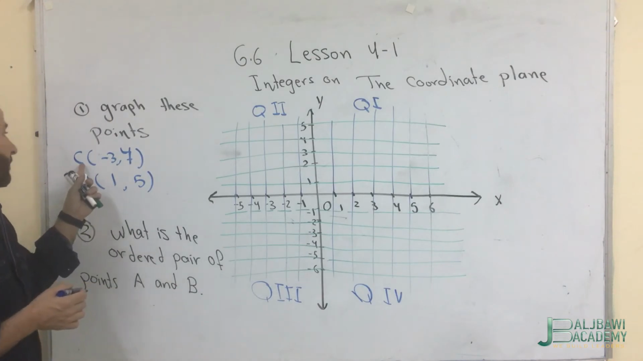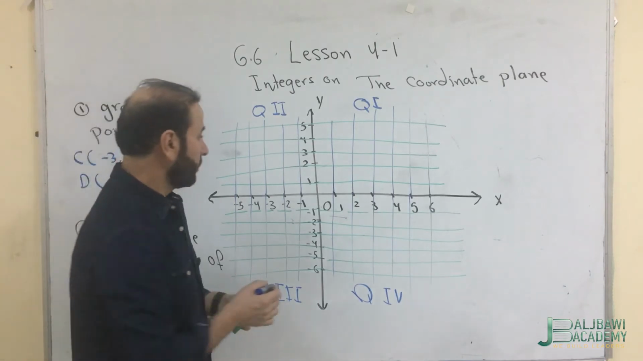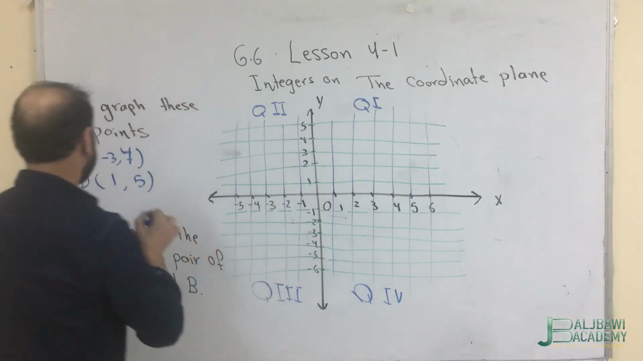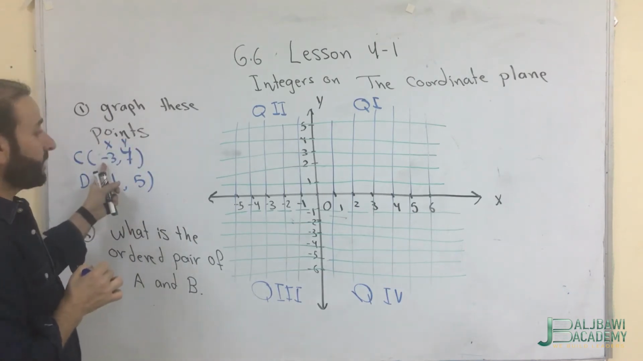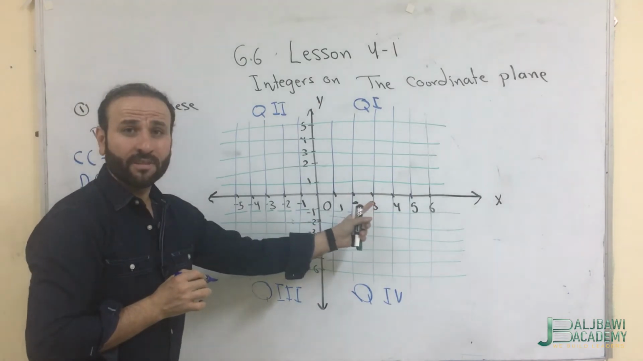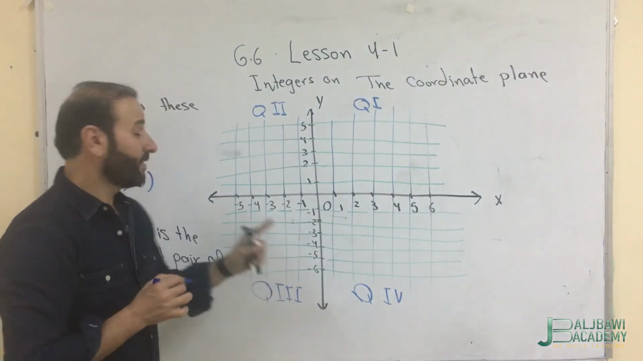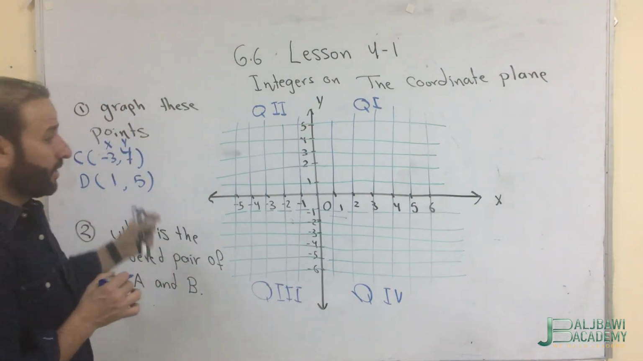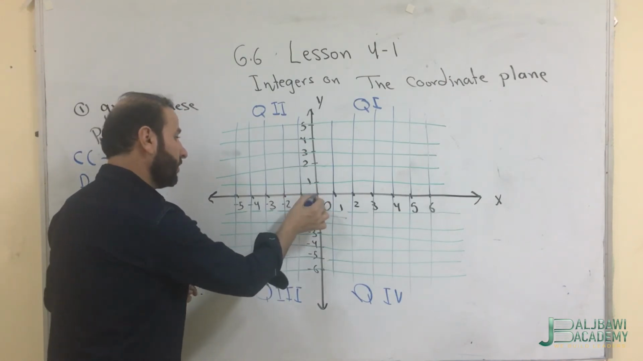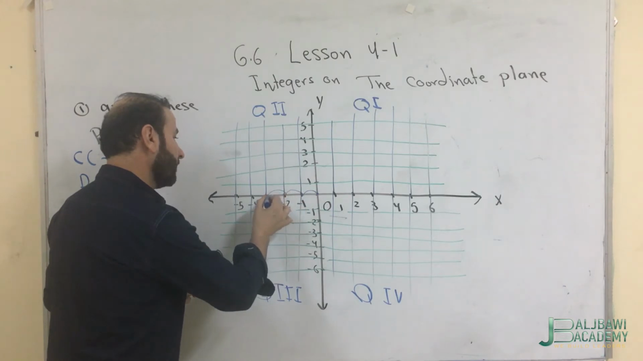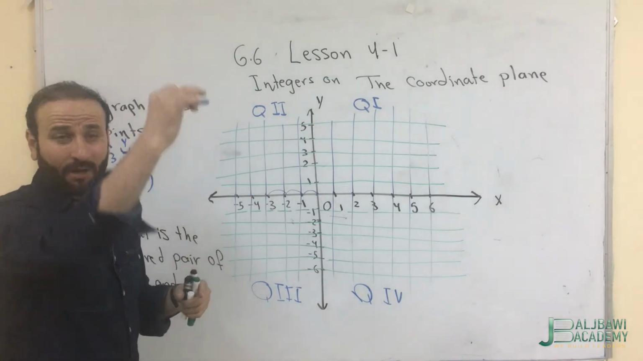The point or the ordered pair C, -3, 4. So I start at the origin. This is the x coordinate and this is the y coordinate. The x coordinate takes me left or right, and the y coordinate takes me up or down. So the x coordinate is -3, so from the origin I go to the left 3 units. Then the y coordinate is 4. 4 is positive, so it takes me up 4 units.